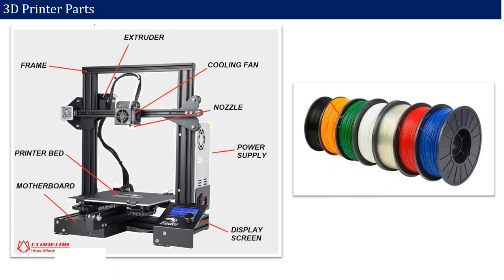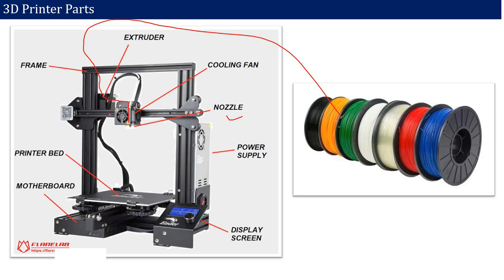So this filament comes through this extruder. The extruder has one servo motor. The extruder pulls the filament, and then it goes to the nozzle. Okay, so here this is a nozzle.